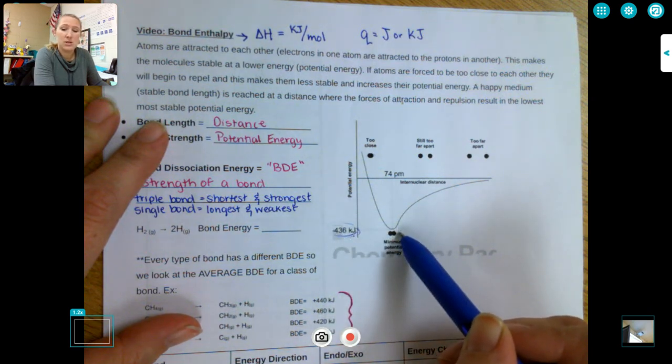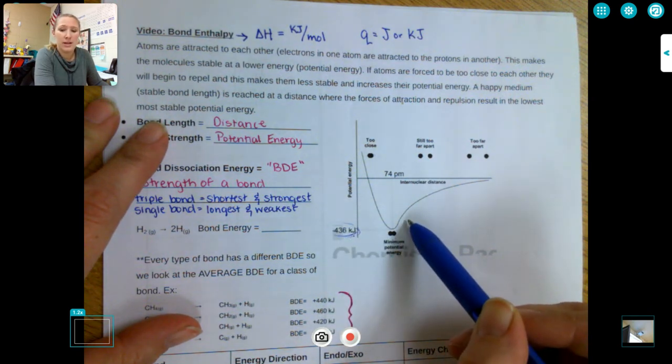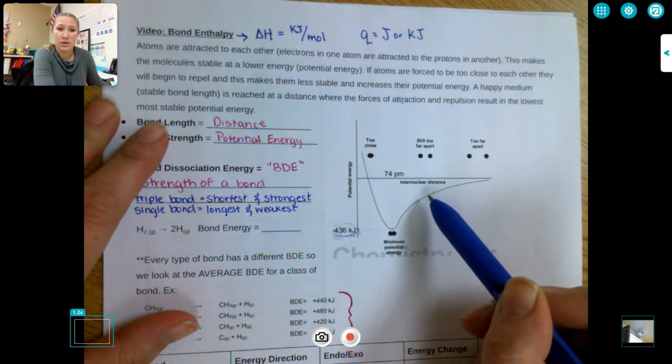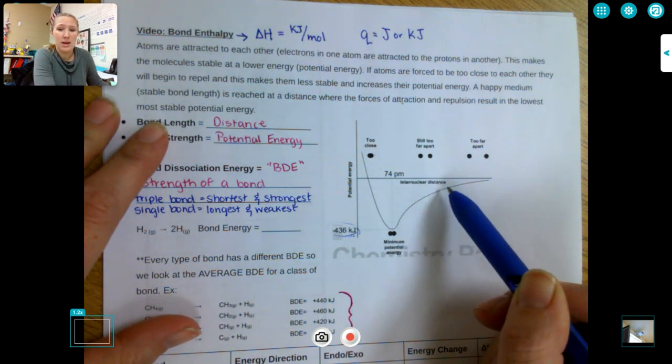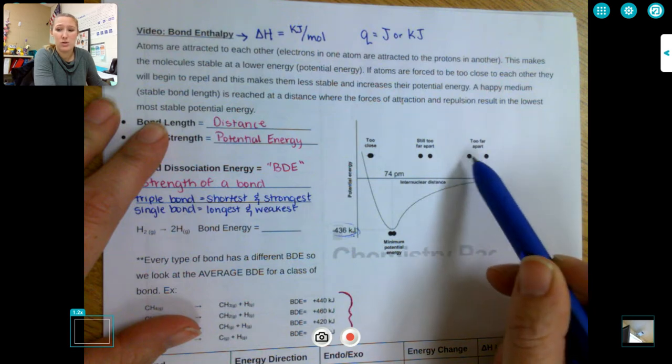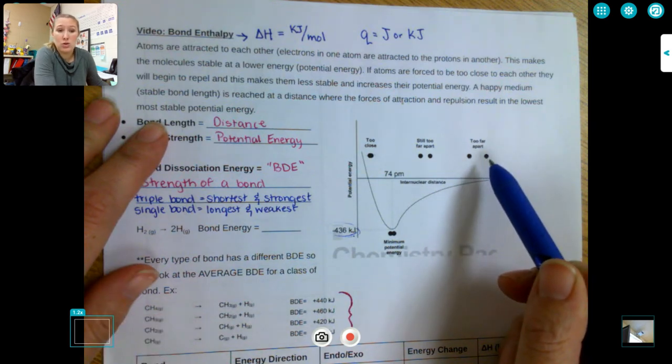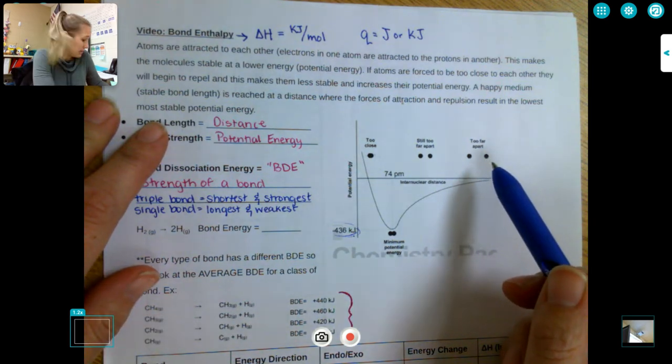But then as I continue to pull them farther apart, now they lose potential energy because they no longer feel any sort of attraction between them, until eventually it gets to zero when there's no attraction at all. They're just too far apart to even know that the other one exists.